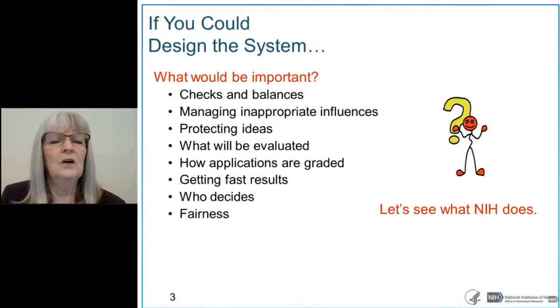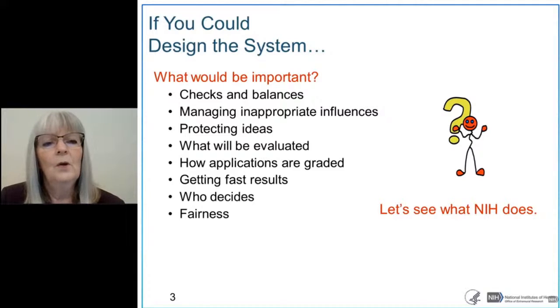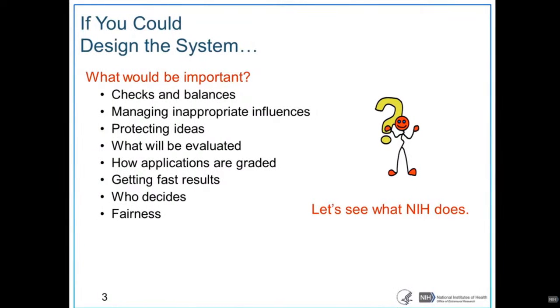And as we go through the talk, I want you to think about this problem. If you could design a peer review system to evaluate those 80,000 plus applications and make decisions about which ones could be funded, what would be important in that process? Would you want a system of checks and balances to make sure that everything was done correctly? Would you want to manage inappropriate influences to make sure that the decisions were based on sound scientific considerations? Would you want to protect the ideas so they're not stolen? How would you want to evaluate the applications?